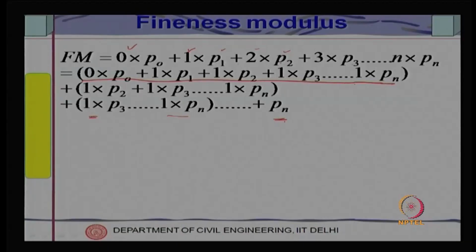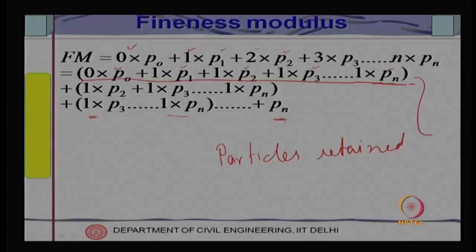Now, what is this? This is the proportion of all the particles, right. So, the particles retained in the bottommost size, the smallest size, that is 75 micron.